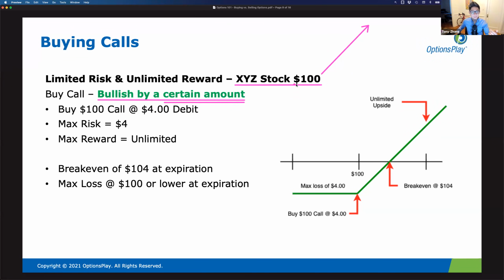Because let's say I'm bullish on stock XYZ and I buy an at-the-money call option, and let's say I pay $4 for that call option. What it provides me with is the opportunity to take unlimited upside.